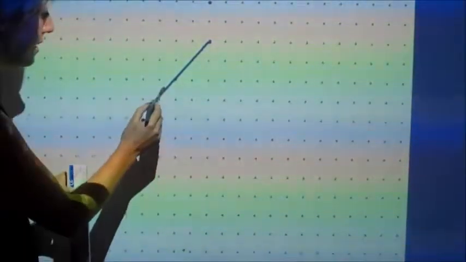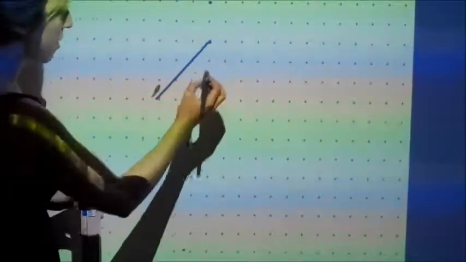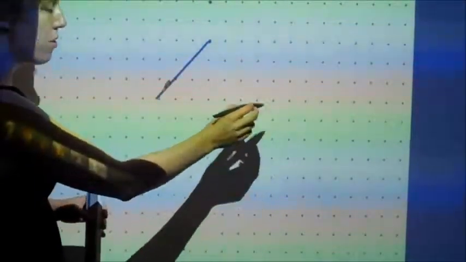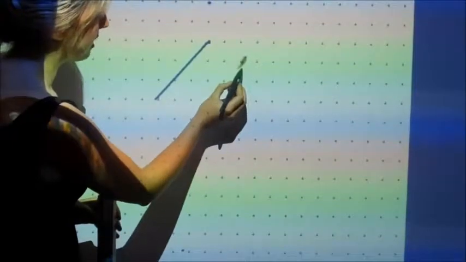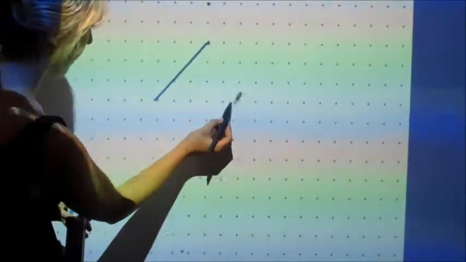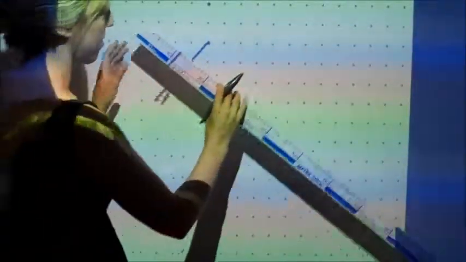Okay, now I need to do the exact same on the other side. I need to follow the dots, and it needs to end up along the same line. So I'm going to count. I've gone 1, 2, 3. So I need to do the same on the other side. And I need to make sure, if I go 1, 2, 3, that that's going to line up with that.